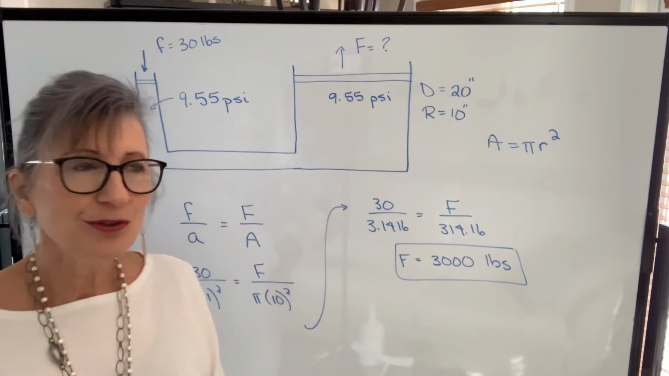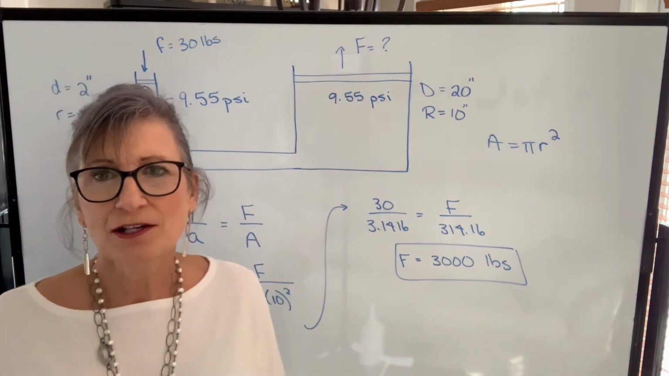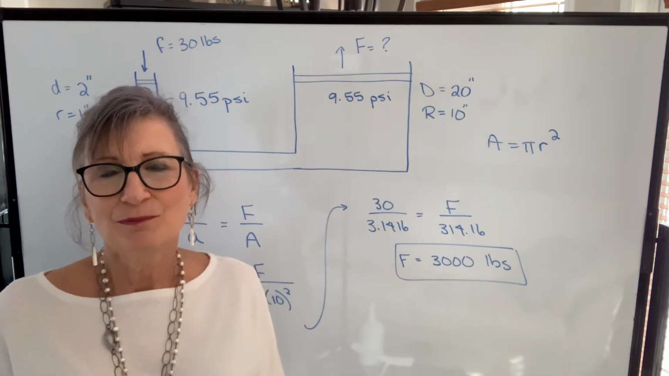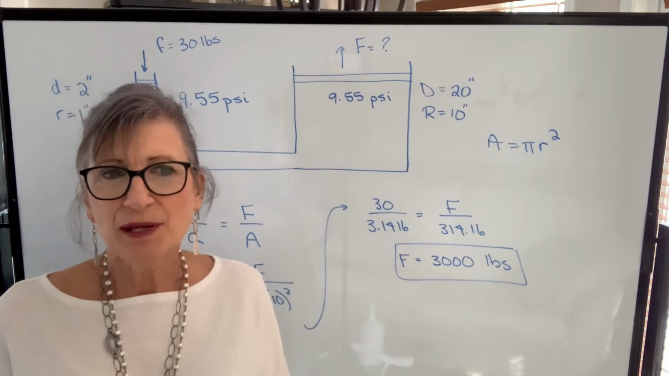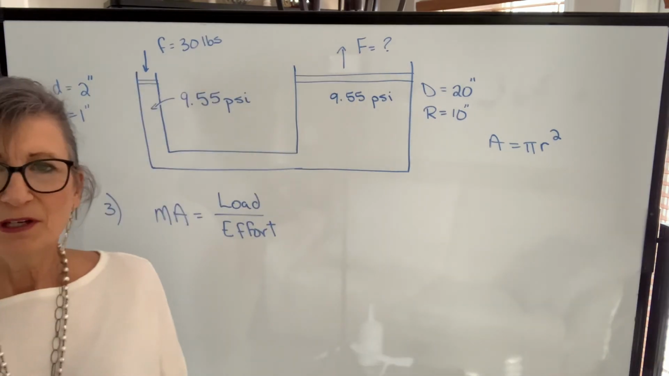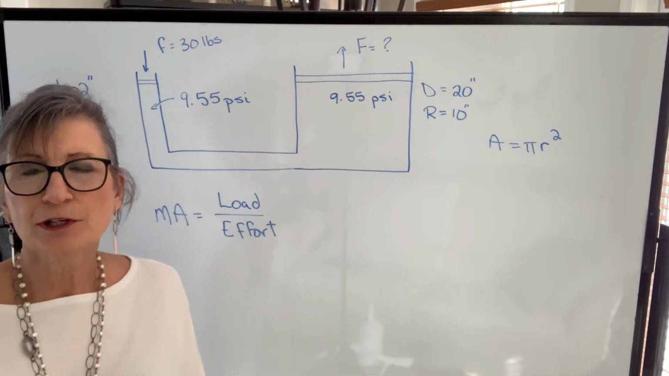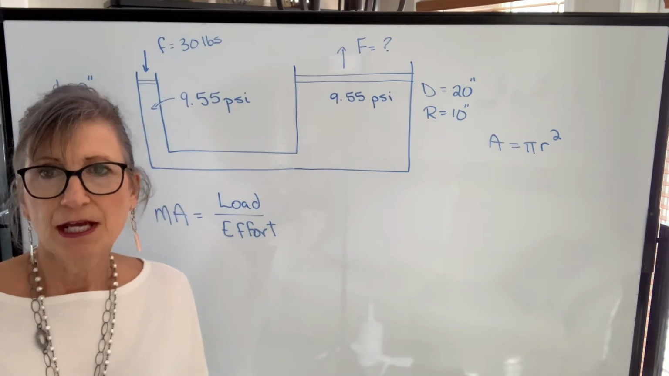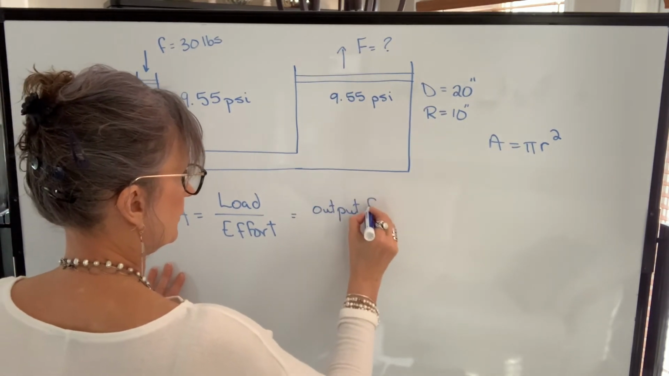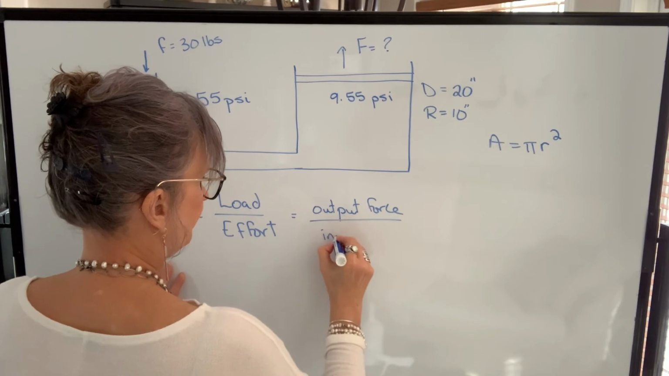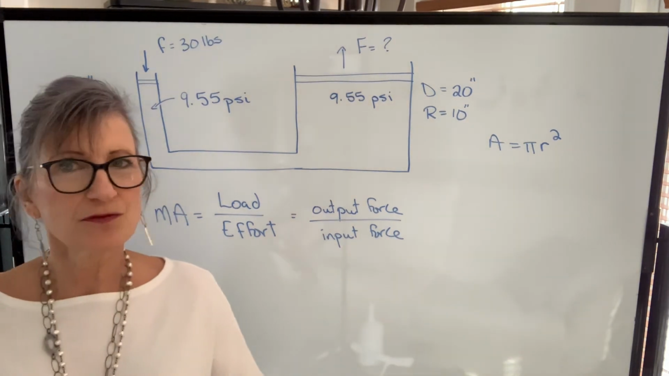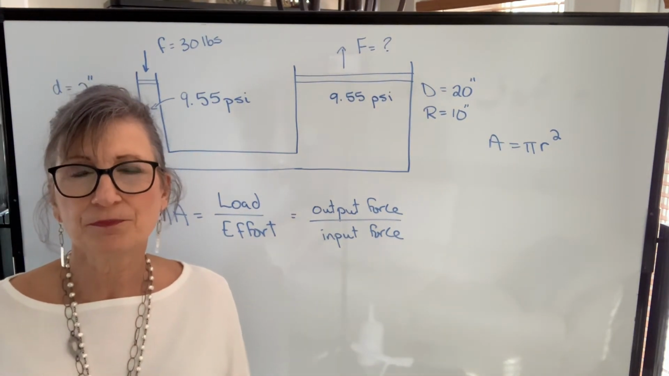There's a third method you can use for finding this force, and it involves the concept of mechanical advantage. I often use this method more than the other methods because I find it the easiest, depending on what the diameters are. So let's take a look at the third option for solving this question. Mechanical advantage is defined as the ratio of the load to the effort, and that means output force to input force.